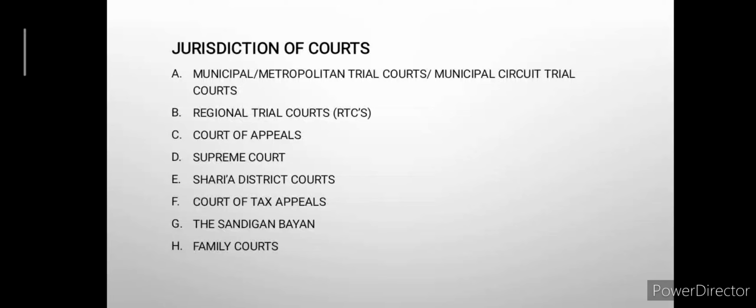For example, parricide, which is punishable by reclusion perpetua, 20 years and 1 day to 40 years. Likewise, regional trial courts have jurisdiction over criminal cases that is said to be general, meaning that if the cases are not within the jurisdiction of any court, the same are lodged with the RTC.